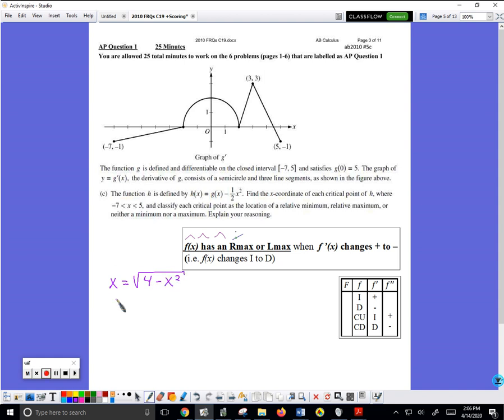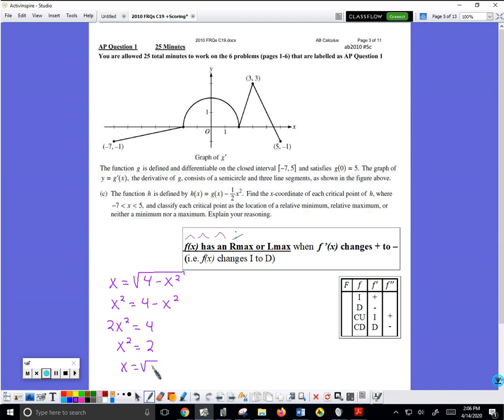So I square both sides. I add x squared to both sides, so now there'll be 2x squared. I divide both sides by 2, and then I take the square root.